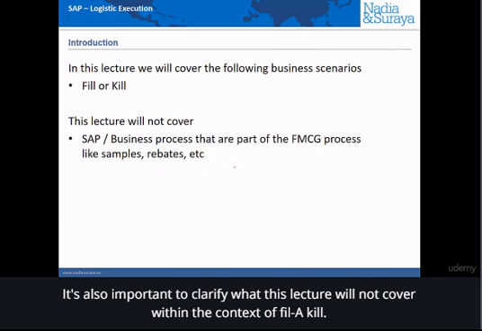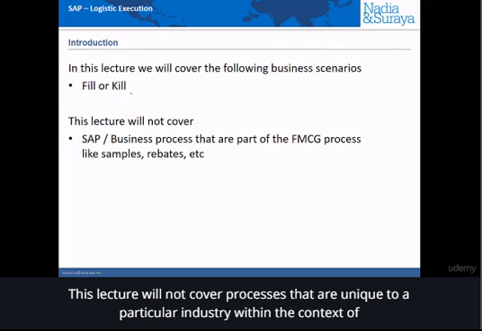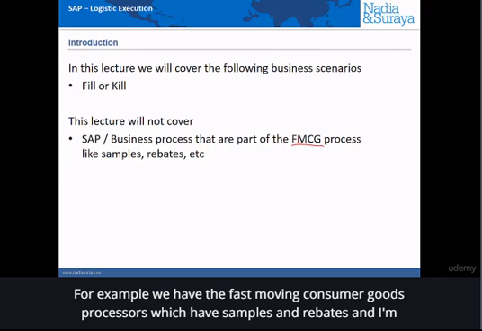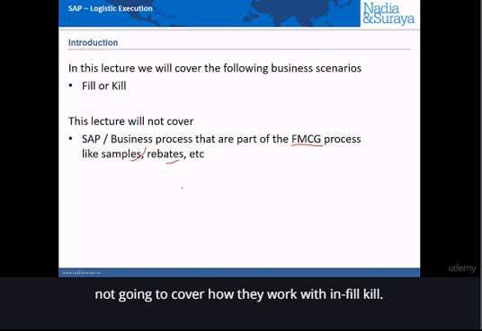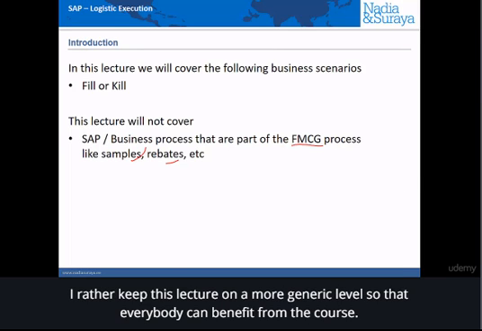It's also important to clarify what this lecture will not cover within the context of fill or kill. This lecture will not cover processes that are unique to a particular industry within the context of fill or kill. For example, we have the fast-moving consumer goods processes which have samples and rebates, and I'm not going to cover how they work within fill or kill. And the reason is, if I go through all of those things through all industries, I'll never cover everything. I'd rather keep this lecture on a more generic level so that everybody can benefit from the course.